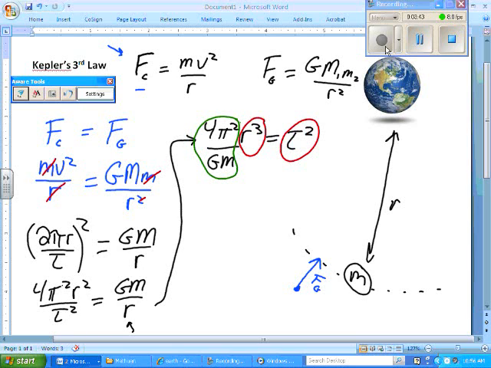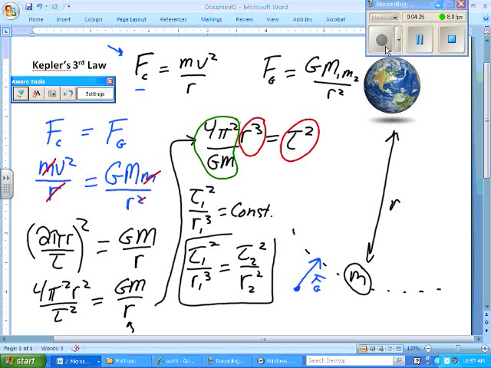And from that, since they are proportional, I can say things like this. I can say tau squared over r cubed is equal to a constant. So any tau and any r would equal the same constant, 4 pi squared over GM. And I put a little subscript 1 because that means you can make relations between two different planets within the same system, like so. And that is Kepler's third law.